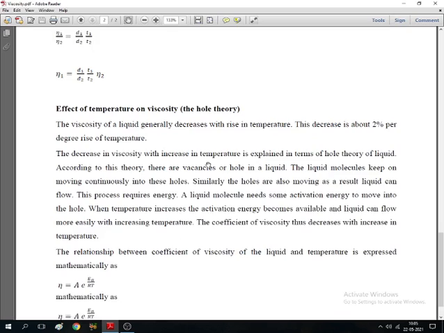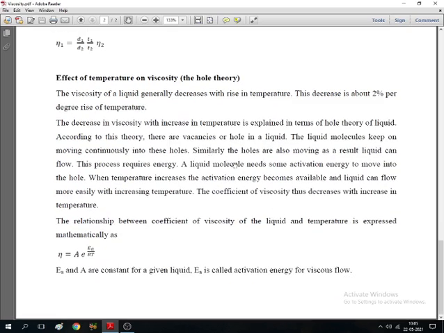Now the next point is the effect of temperature on viscosity, and the hole theory. The viscosity of a liquid generally decreases with a rise in temperature. Temperature वाढले की viscosity decrease होते. Now this decrease is about 2% per degree rise in temperature. 1 degree temperature वाढला तर viscosity 2% ने decrease होते.